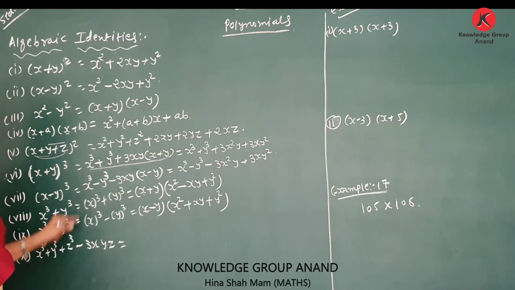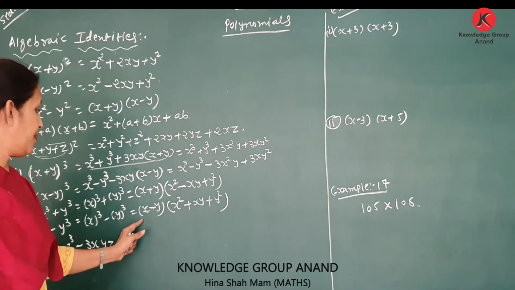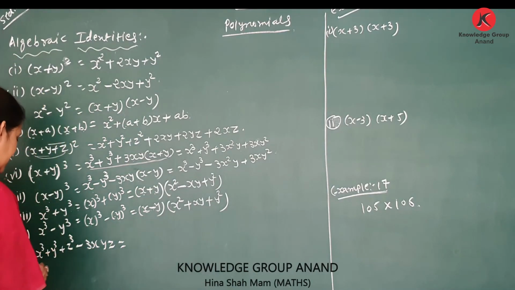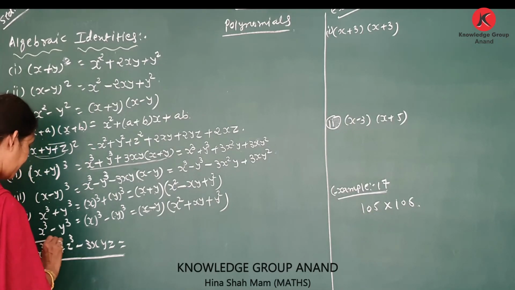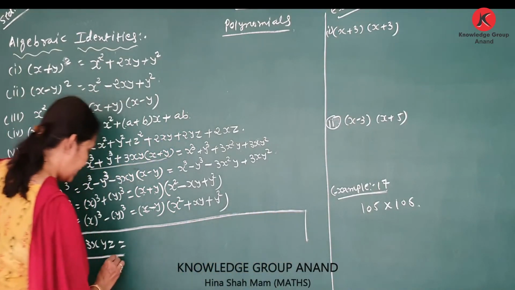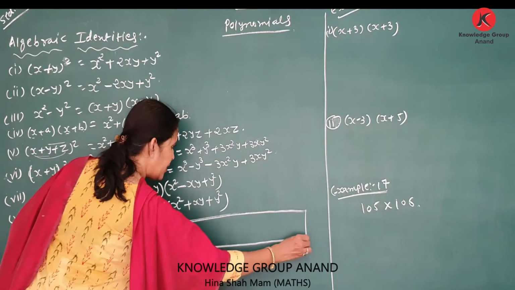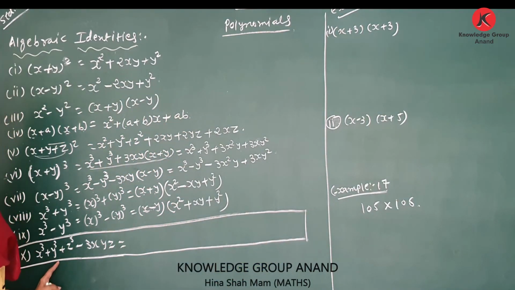These nine identities we learned in the previous standard. Now this number 10 identity is most important for you, and this is learned in this standard. In this chapter you learn this. Cube of 3 terms: x cube plus y cube plus z cube minus 3 into the multiplication of these 3 terms x, y, z.